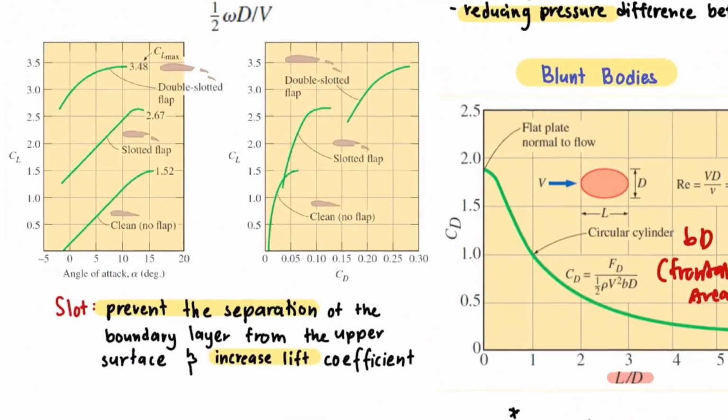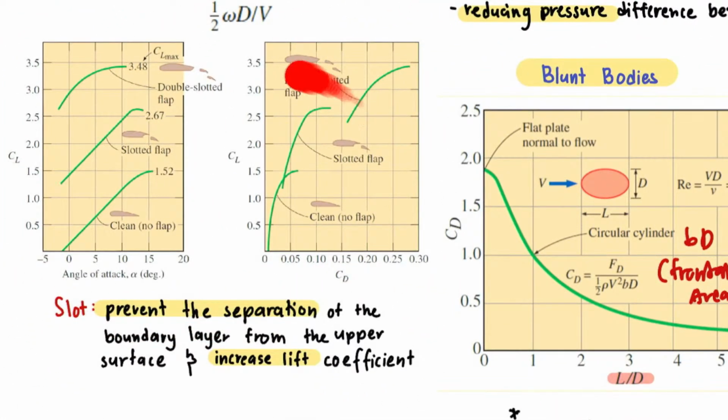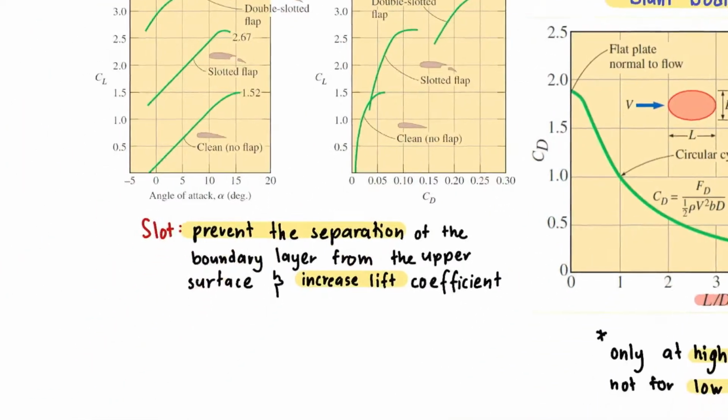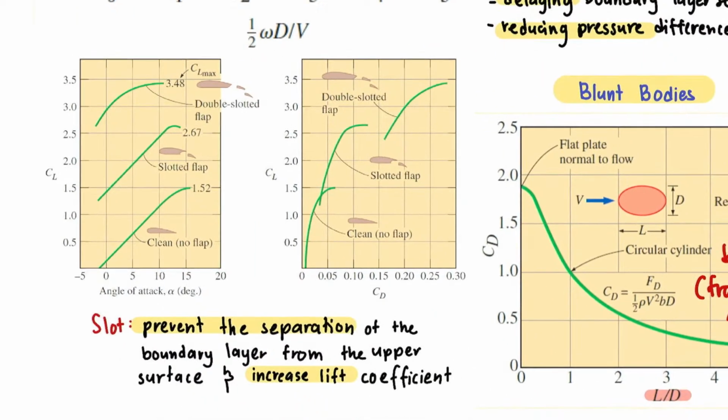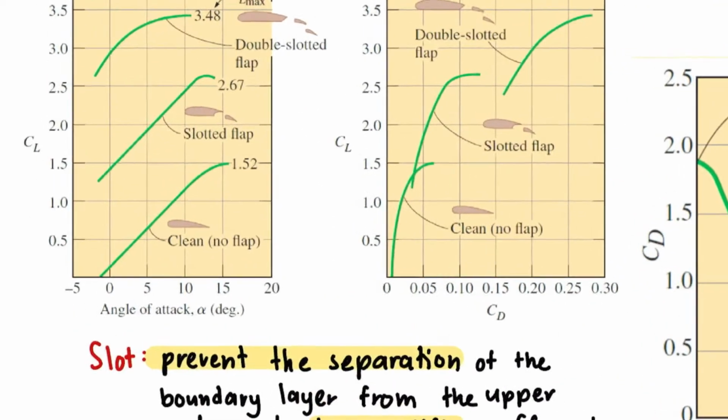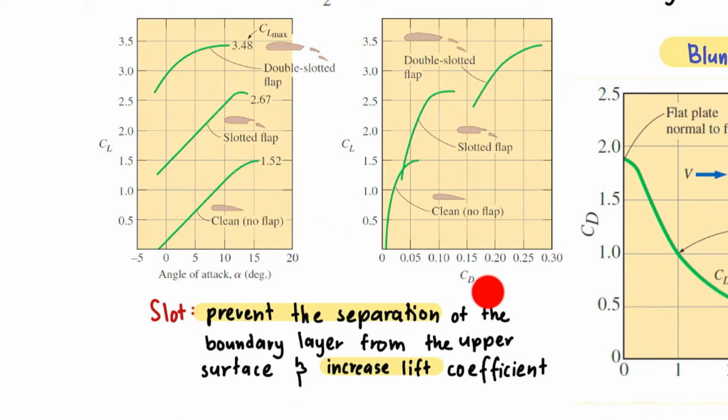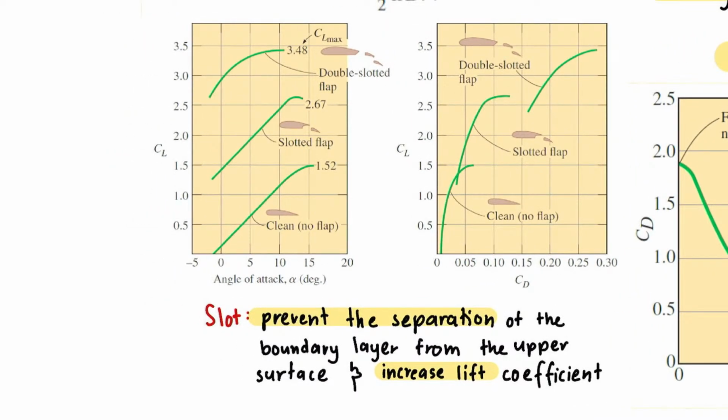So this is double slot, single slot, something like that. So this is actually which topic? Okay, so this is CL, angle of attack. Okay, this is when we stall.